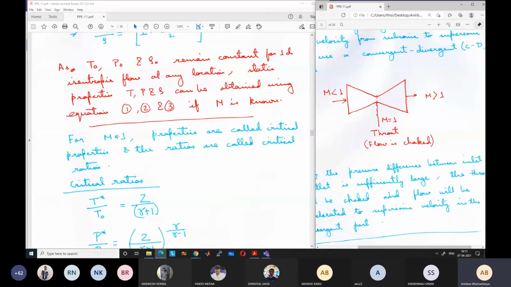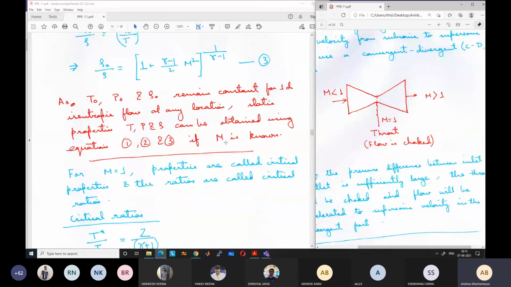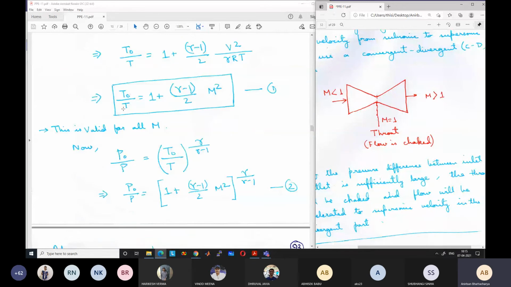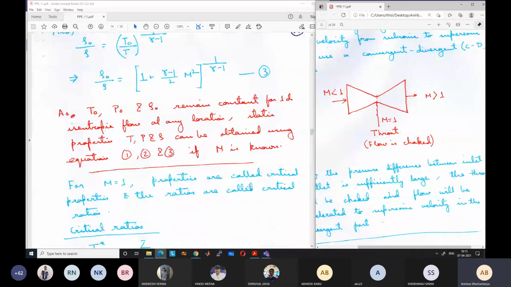In that case, the properties are known as critical properties, and the ratios of the properties, rho 0 by rho, P0 by P, T0 by T, are known as critical ratios. Critical properties and critical ratios are very important.